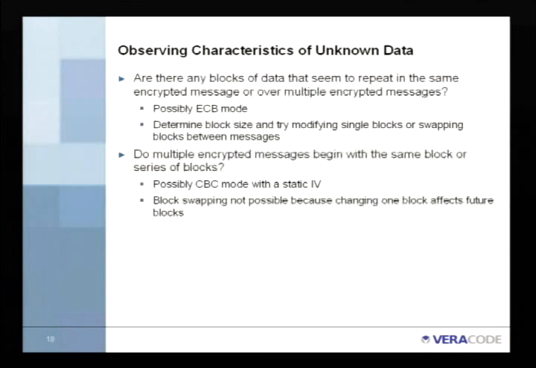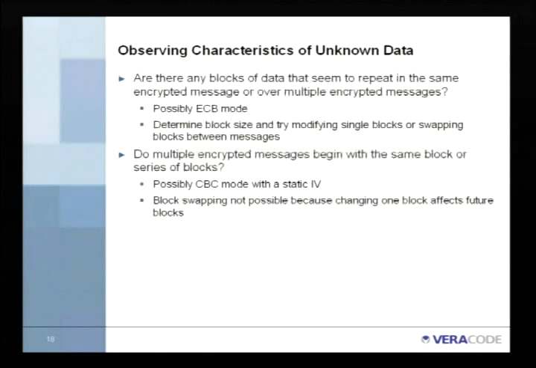Another thing we can look for: are there any blocks of data that seem to repeat in the same encrypted message, or over multiple encrypted messages? If we've determined that this is a block cipher because it's say 64 bytes, and we've broken it down into 8-byte or 16-byte chunks, can you find any places where, once you've broken it down on those block boundaries, the same block appears more than once? That's definitely a sign of ECB mode.